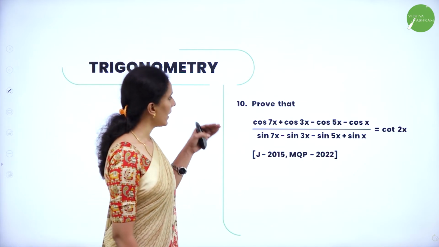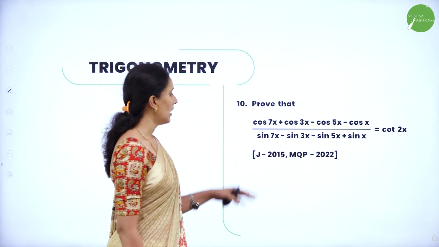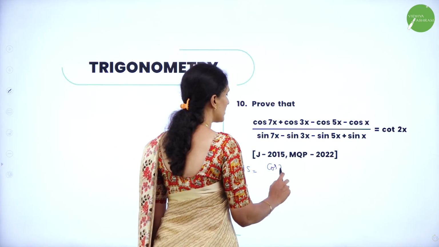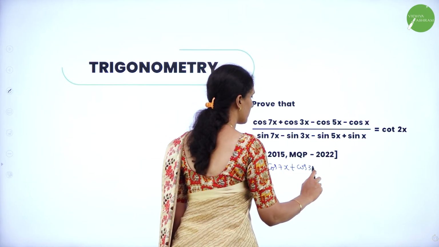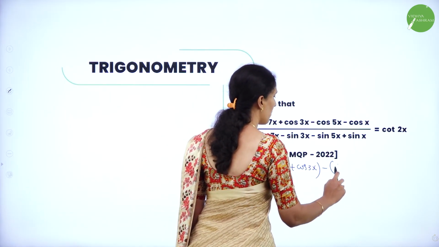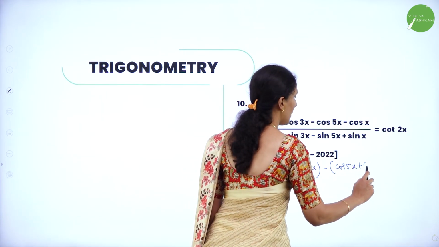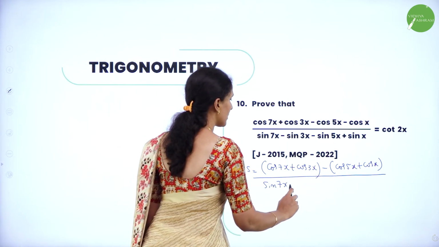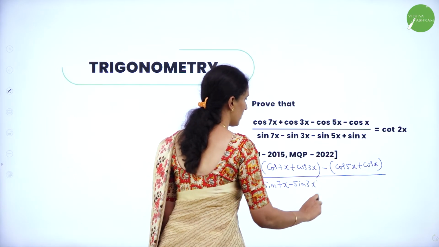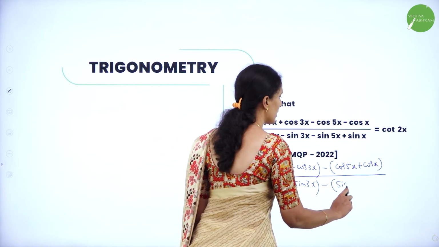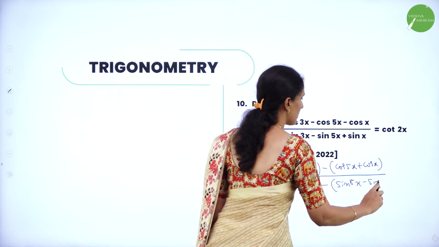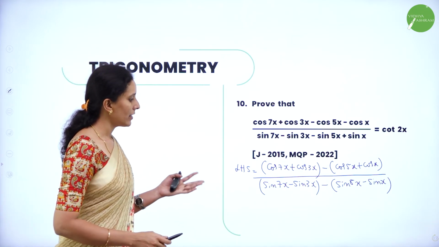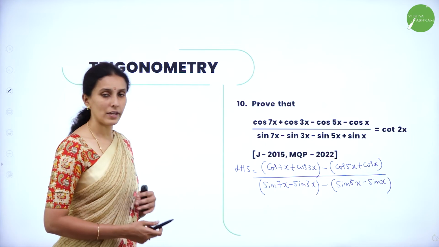So the next one is again a transformation formula problem. Let us take the left hand side. So I'll take it as cos 7x plus cos 3x. Take minus as a common factor, then it becomes cos 5x plus cos x, whole divided by sin 7x minus sin 3x. Again take minus as a common factor, you will get sin 5x minus sin x. Apply the transformation formulas: sin C plus sin D, sin C minus sin D, cos C plus cos D.